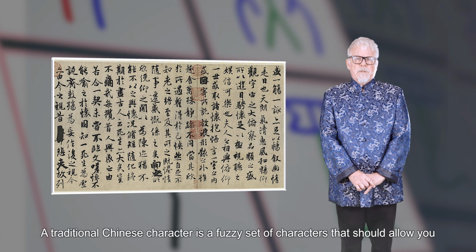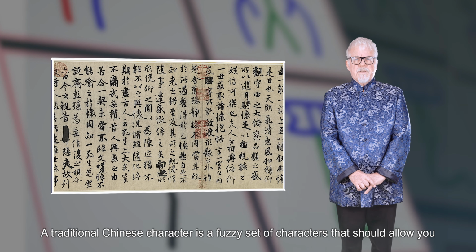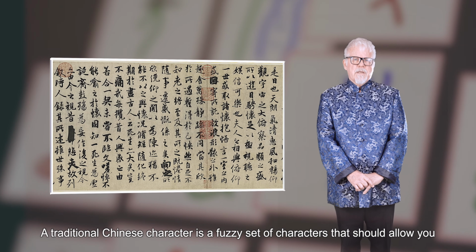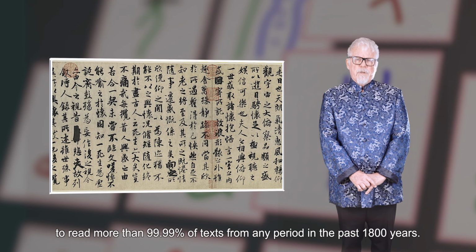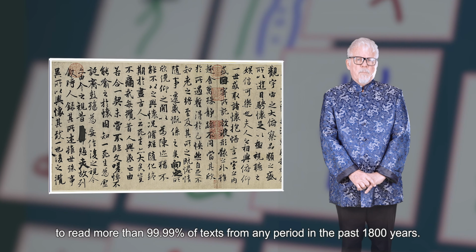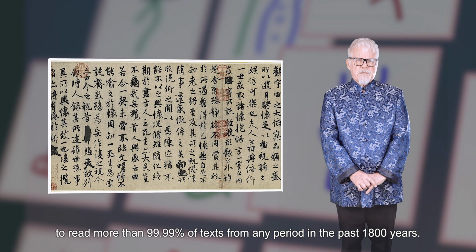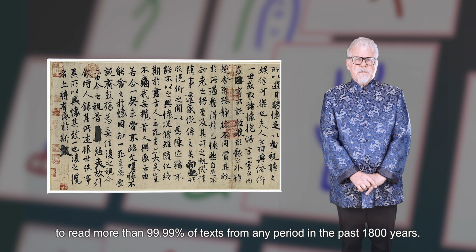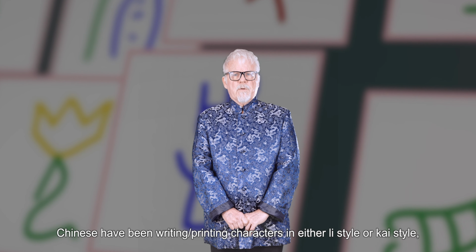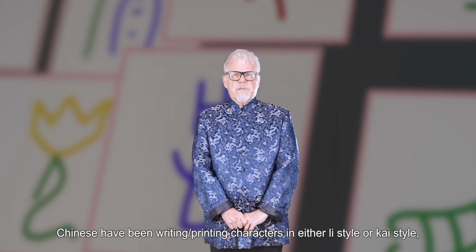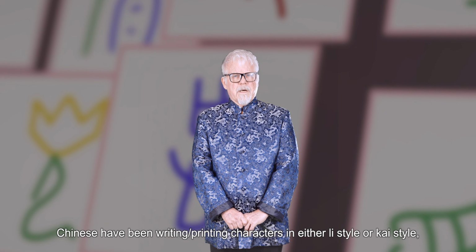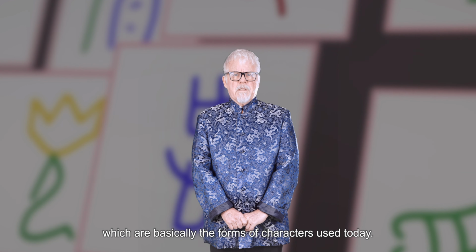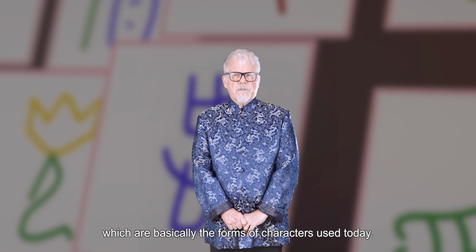A traditional Chinese character is a fuzzy set of characters that should allow you to read more than 99.99% of texts from any period in the past 1800 years. Since about 200 AD, Chinese have been printing characters in either Li style or Kai style, which are basically the forms of characters used today.